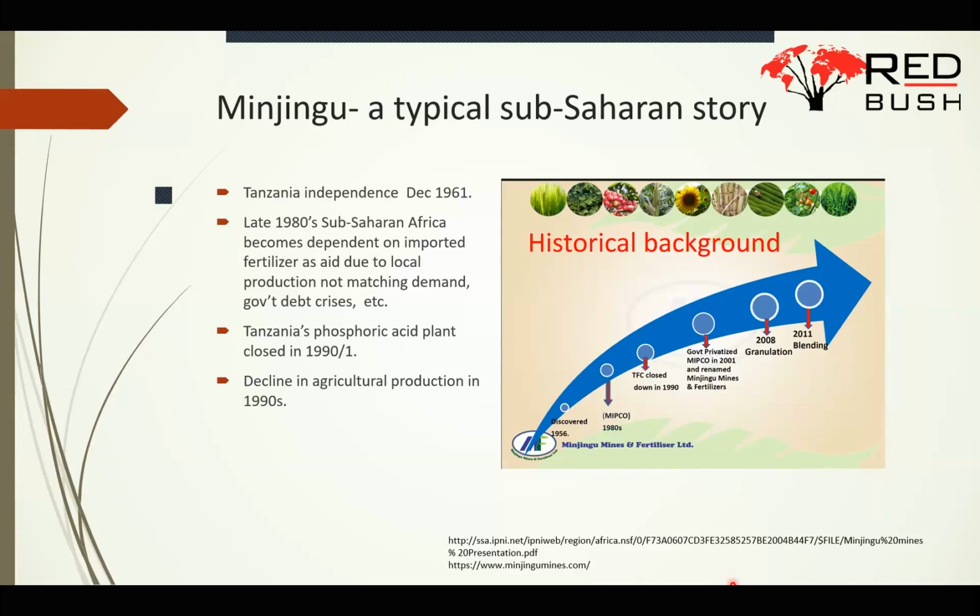Now, a whole lot of things go wrong with agricultural policy. Some of it has to do with the aid, probably good intentions leading to bad outcomes. So Tanzania was in fact producing phosphoric acid. Someone asked about phosphoric acid production.